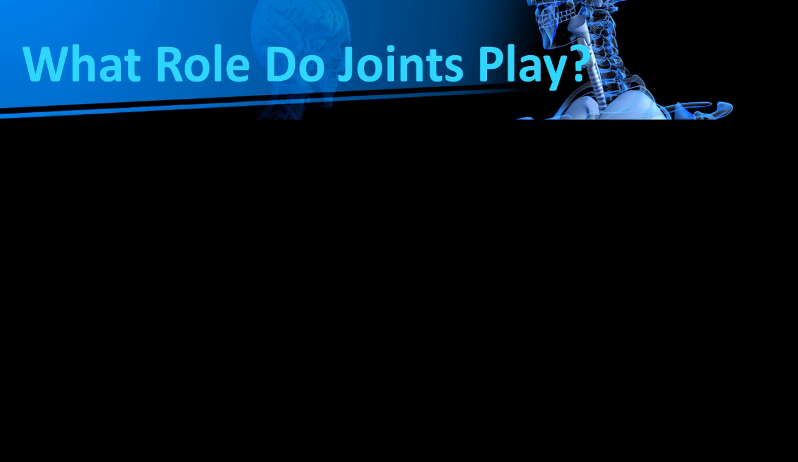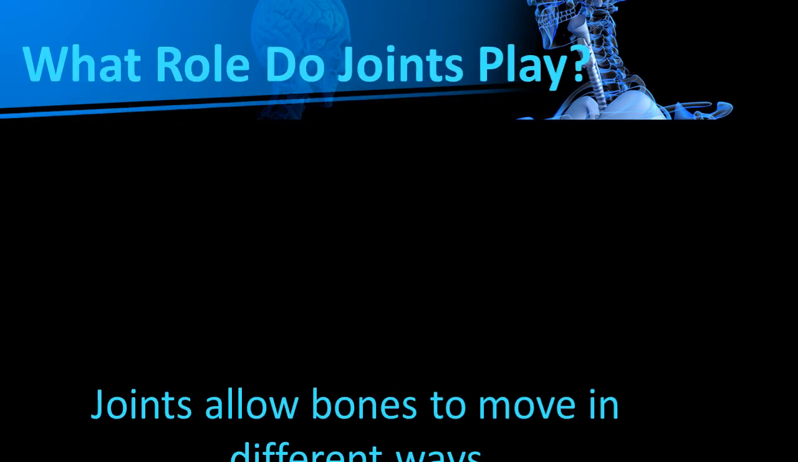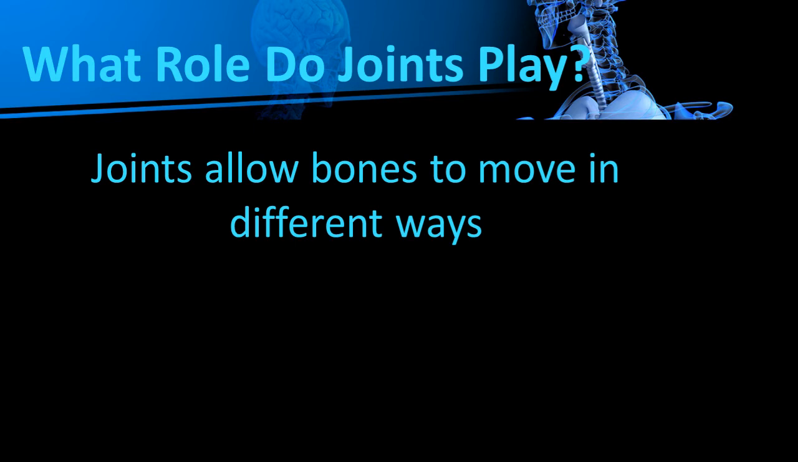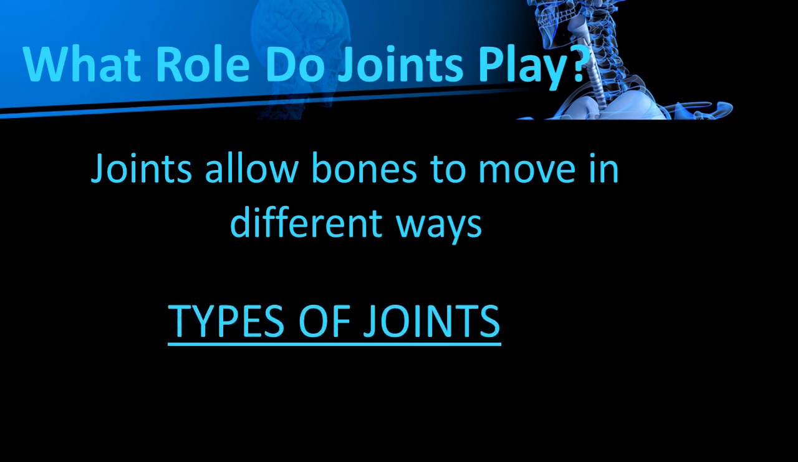Let's now move on to page 299. What role do joints play? Joints allow bones to move in different ways. If your leg had only one long bone, you could not get out of bed. Luckily, your leg has many bones so you can move it easily. A joint is a place where two bones come together. There are two types of joints.